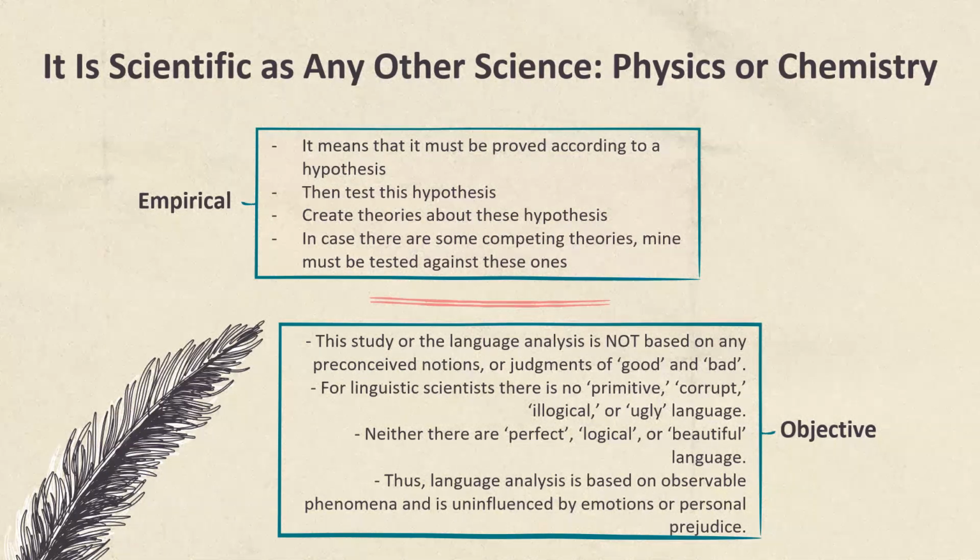So even if you want to prove that your language is good, you have to follow the empirical way, the scientific way. You have to observe, then form a hypothesis, then prove this hypothesis against other competing hypotheses. So you cannot call a language primitive or corrupt or illogical according to your own notions.